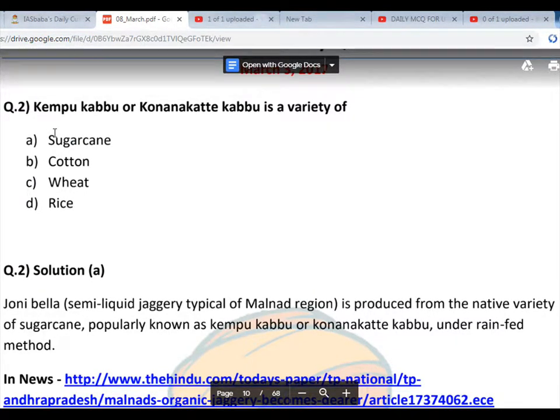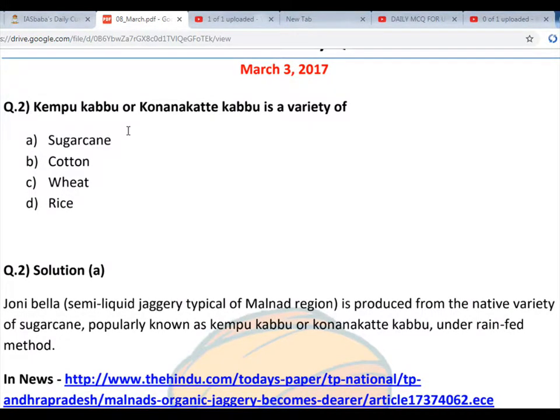Kempu Kabu or Konakete Kabu is a variety of sugar cane.